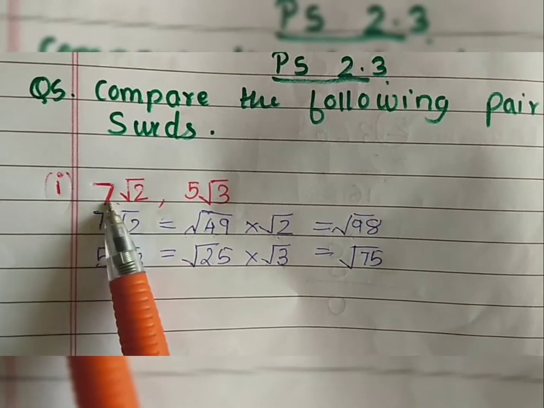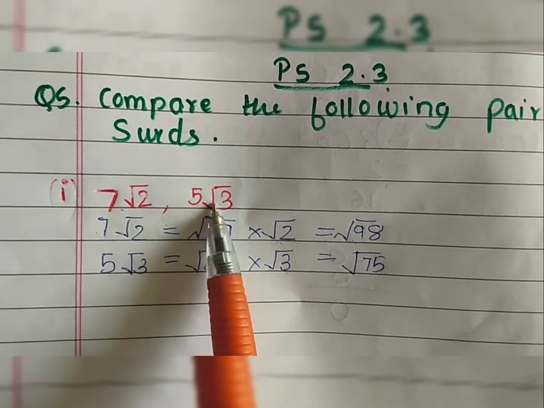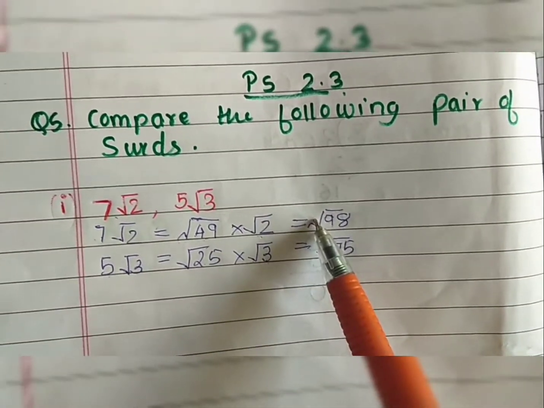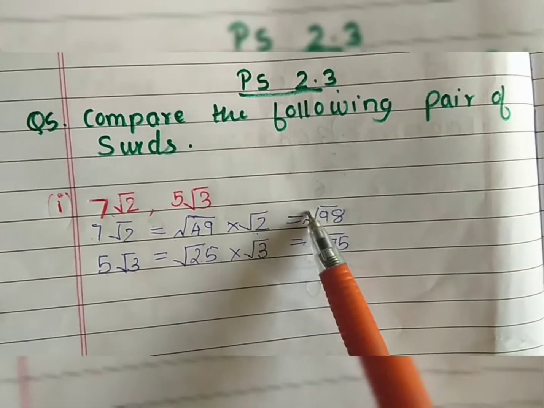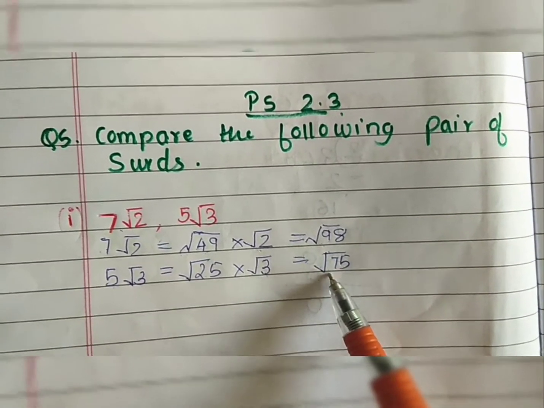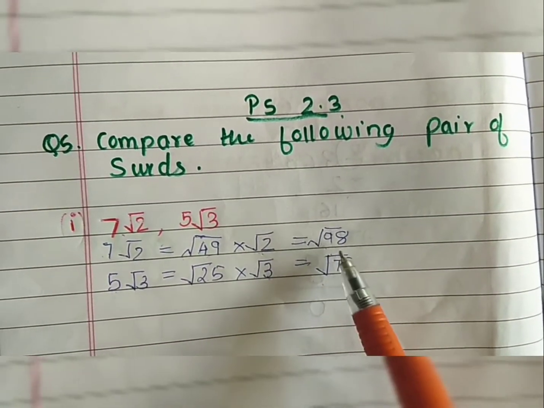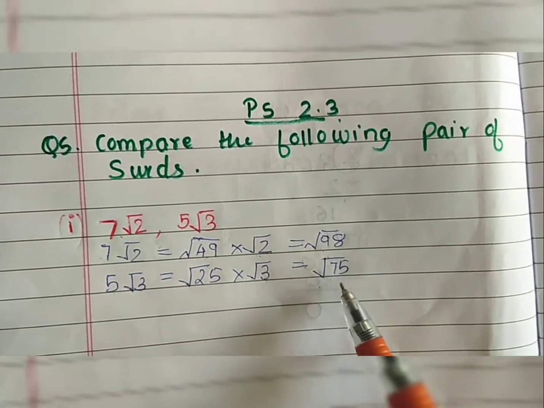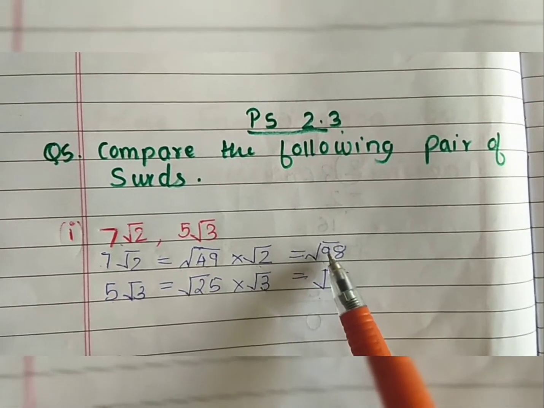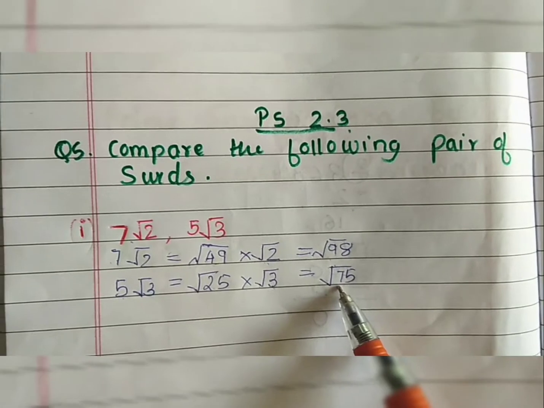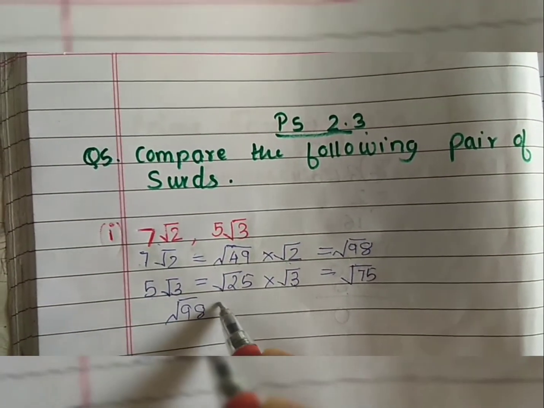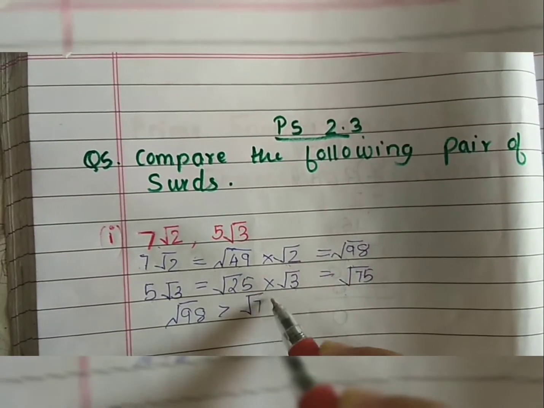As you can see, these surds were given in the simplest form. The order of both the surds is 2, right? Square root. So when the order of the surds is the same, you can easily compare the given surds. Here both the orders are 2, so you can easily compare 98 and 75. In simpler terms, 98 is greater than 75.